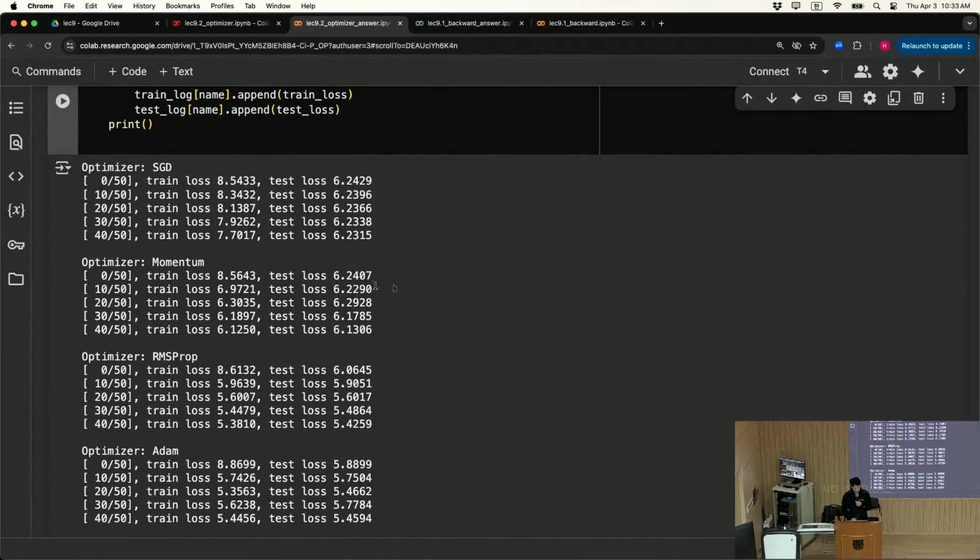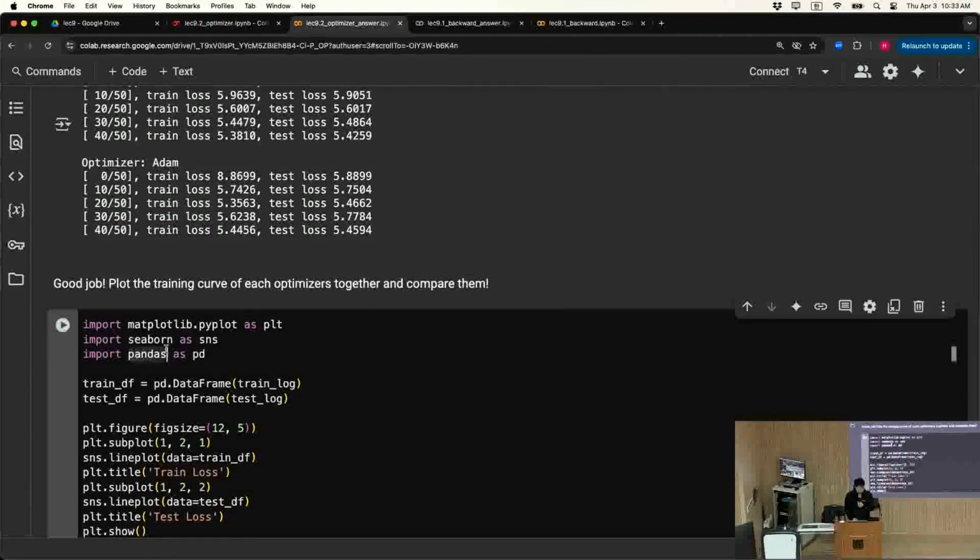I have no idea how long this takes for you. Did it finish running or still running? How many iterations? 40? Okay, almost done then. When it's finished, make sure you run the plotting cell below.